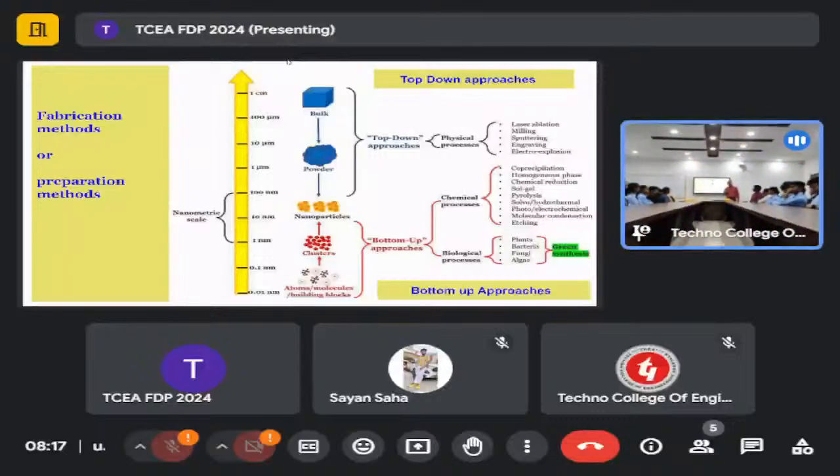But there is a significant advantage of top-down approaches. Here we can get uniform sized nanoparticles, right? Just like etching of the material by some instruments, what is called lithographic technique, we may have nanoparticles of different size. That is what is known as top-down approach. But in the bottom-up approach, we take a chemical approach, a chemical reaction process, and with that we can prepare the nanoparticles.